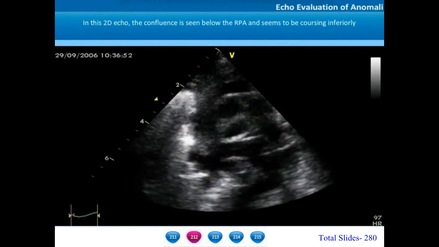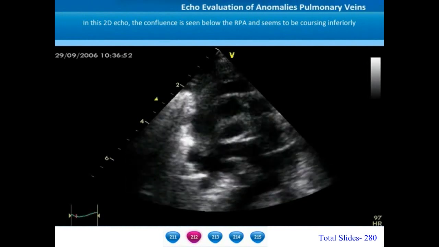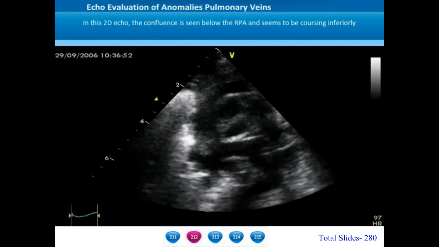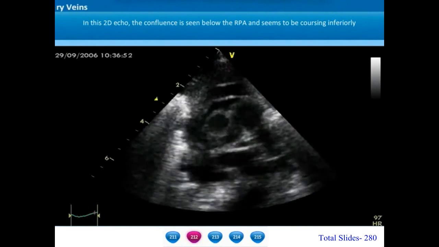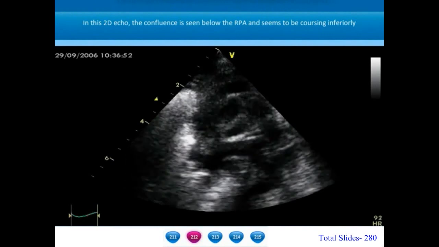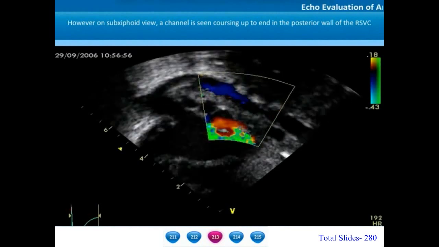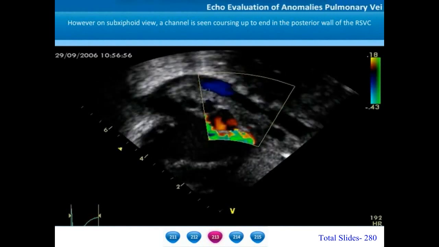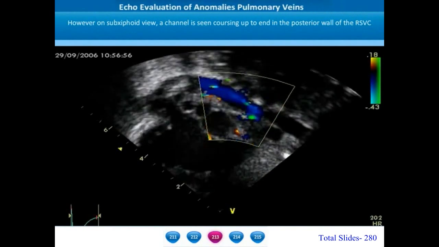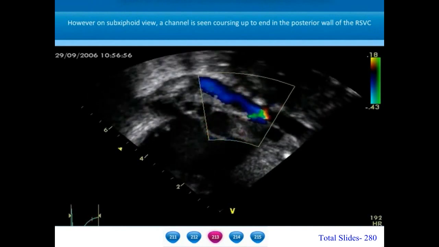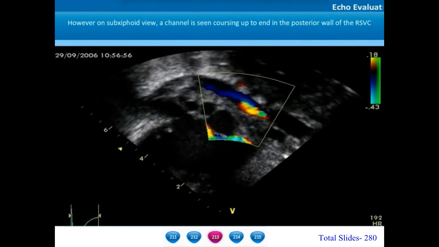When the color sector is taken out, we appreciate that the pulmonary venous confluence is draining through a large vein that courses to the left of the confluence and then subsequently courses inferiorly. This gave a visual impression as if it is an infracardiac TAPVC. However, when we tried to look from the subxiphoid view, we found that there was an ascending vein that coursed all the way up and then drained onto the posterior wall of the right superior vena cava, like an azygos vein.